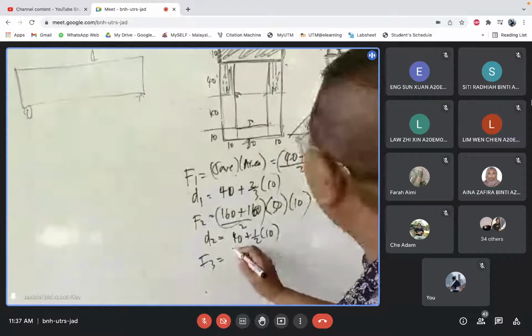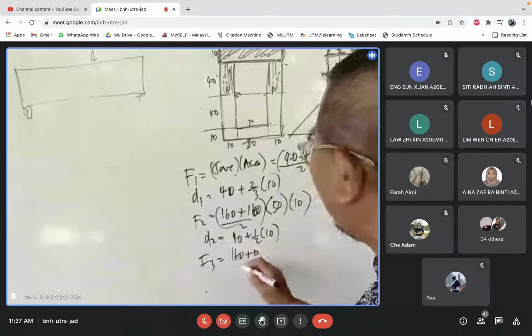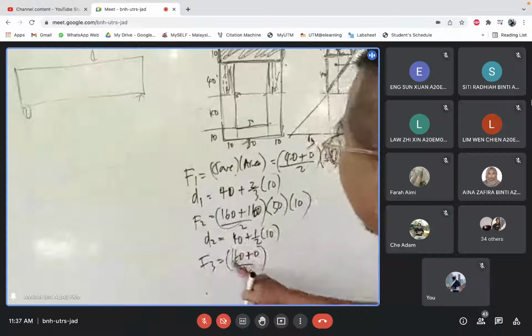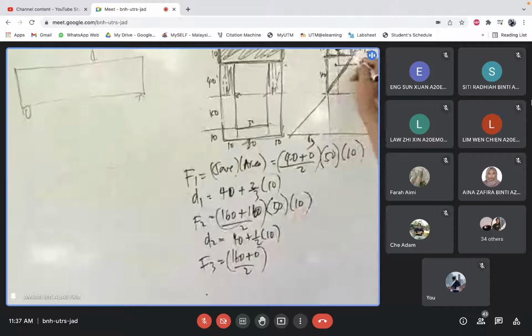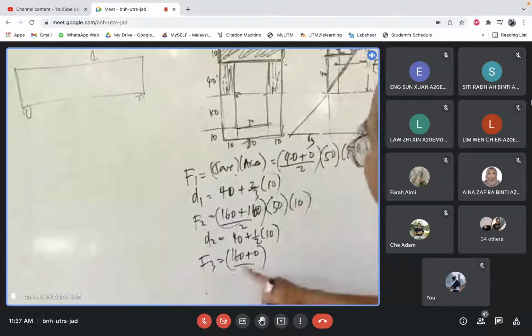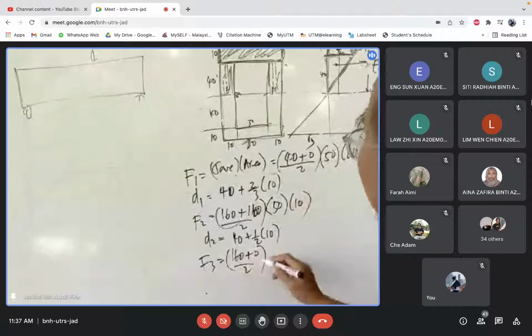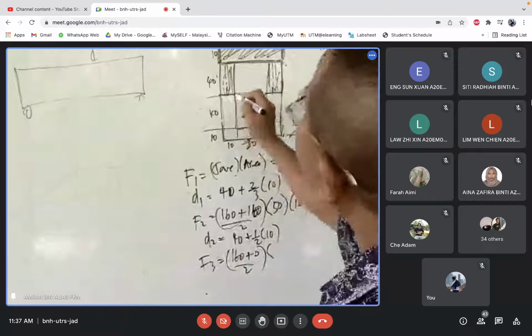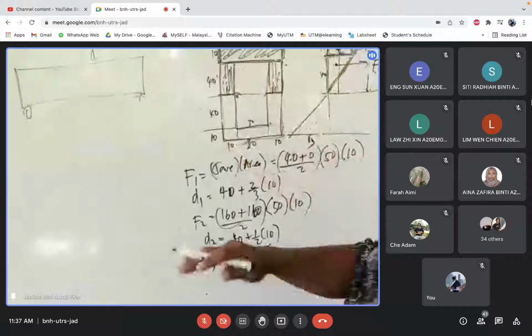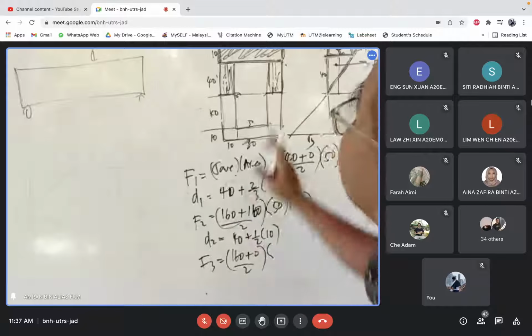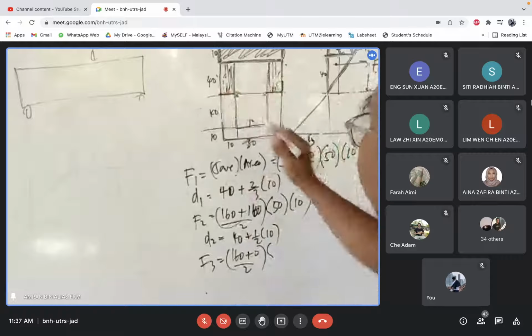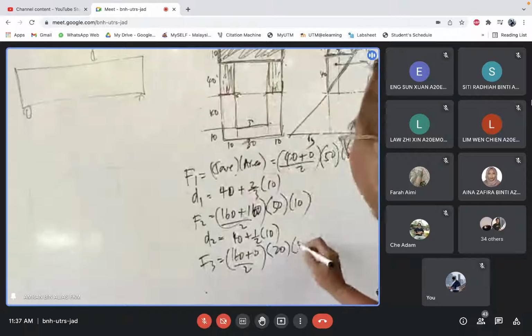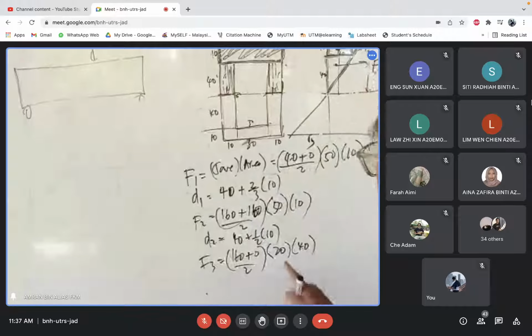F3 is, that one is 160 plus 0 over 2. Sigma average times area. Sigma 160 and 0 there. So the average is 160 plus 0 over 2 times the area. The area is 10 times 40. 10 times 40, so 20 times 40, correct? Add on the same area. So 20 times 40. Can you see that?